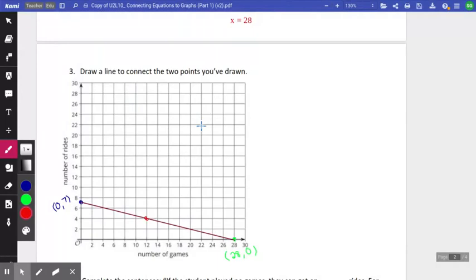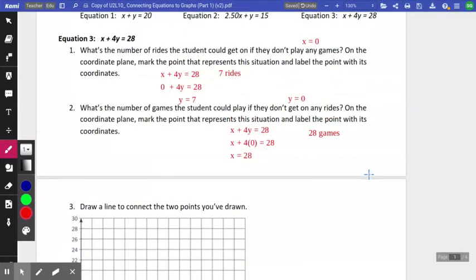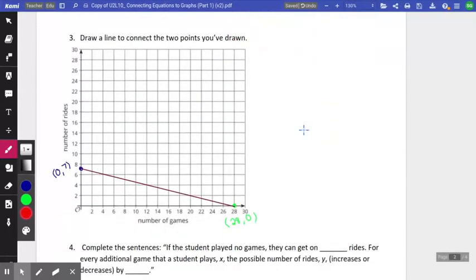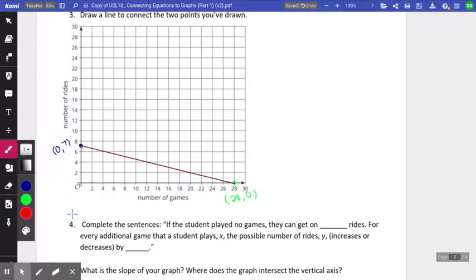You could also pick a point off the graph, like this right there. That point's still representing a combination of numbers. It's representing 22 games and 22 rides. Because it's not on the line, it means that would not be $28. It would be more than the money she has. Coming back to our problem here. So at this point, we figured out these 2 points. We've plotted those 2 points on our graph, and then we've graphed this line here. These last couple questions are to help us think through another way you could think of this graph here and connect it to equations. So number 4, we're going to complete this sentence here. It says, if the students played no games, they can get on how many rides? What do you think?